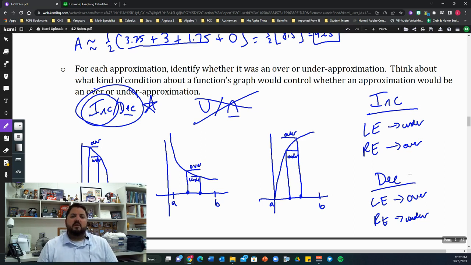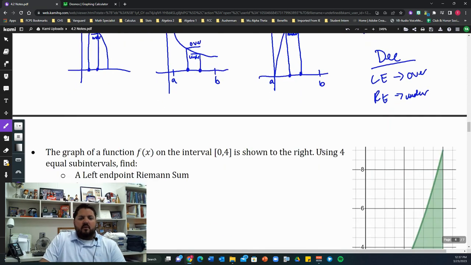But this is an important piece to keep in mind. That way we can guarantee between what two values our approximations are always going to be trapped. So that is our first example.